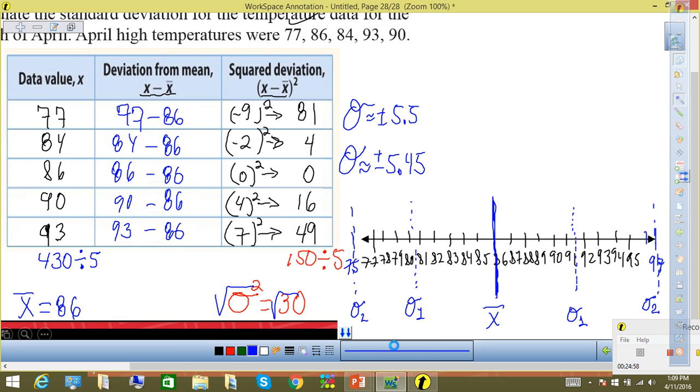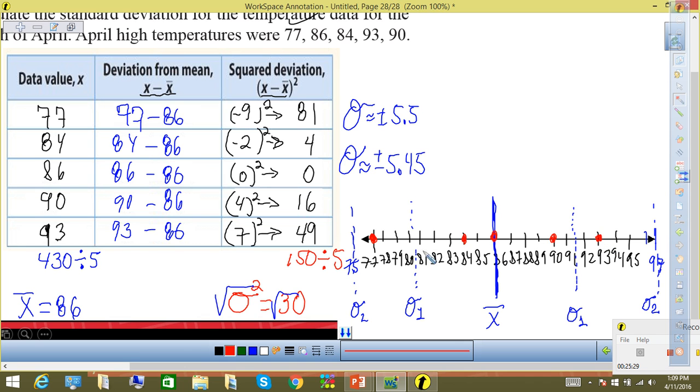So if you notice, it separates the data into different quadrants. Does everybody see that? Now, what does this do? Well, it just shows us where the data falls. The first data they gave us was 77, which is right here. What is the next one? 84 is about right here. The next one is 86, right there. The next one is 90, which is right here. And the last one is 93, which is over here.